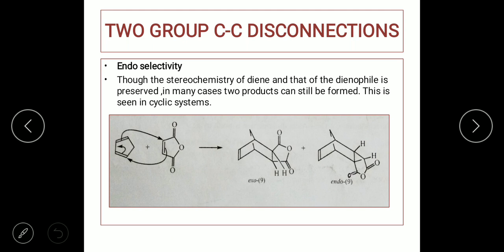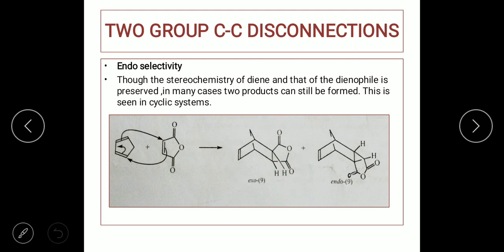Endoselectivity. Though the stereochemistry of the diene and that of the dienophile is preserved, in many cases two products can still be formed. This is seen in cyclic systems. In a cyclic system, bridged compounds, you can see these are the substituent groups, that is, the anhydrides are the substituent groups here. These substituent groups attached to the bridged system can give rise to two products. That is, an endo isomer and an exo isomer. So these two products are possible.